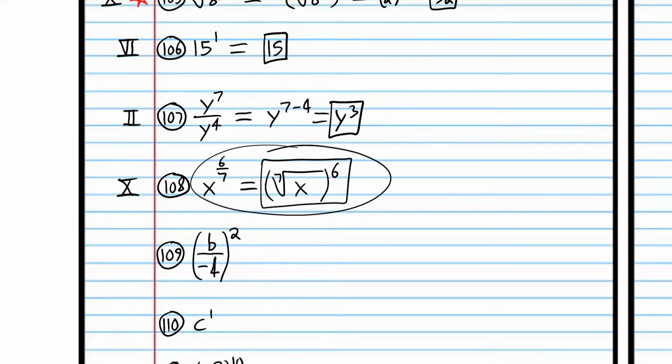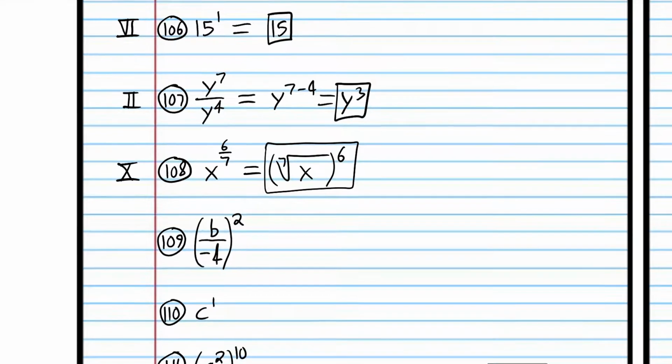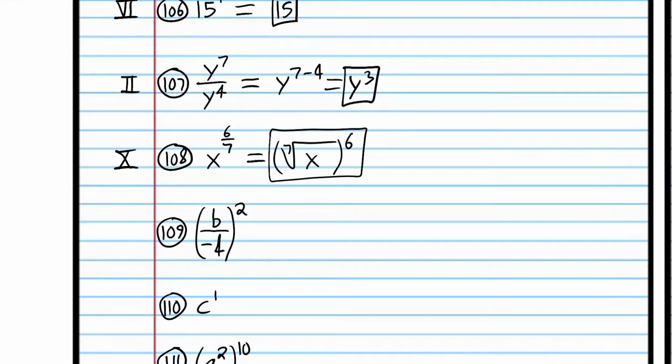Again, there's 2 ways to do this. So if you did it the other way with the 6 inside, that's okay. Try number 109, and when you come back, we'll do it together.